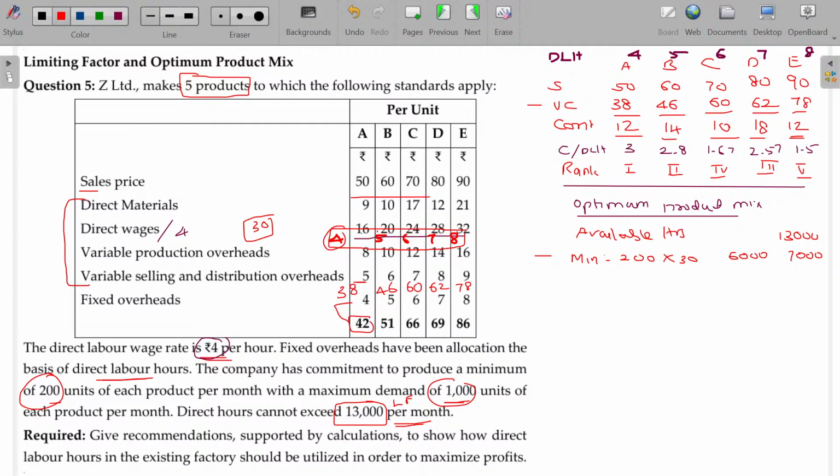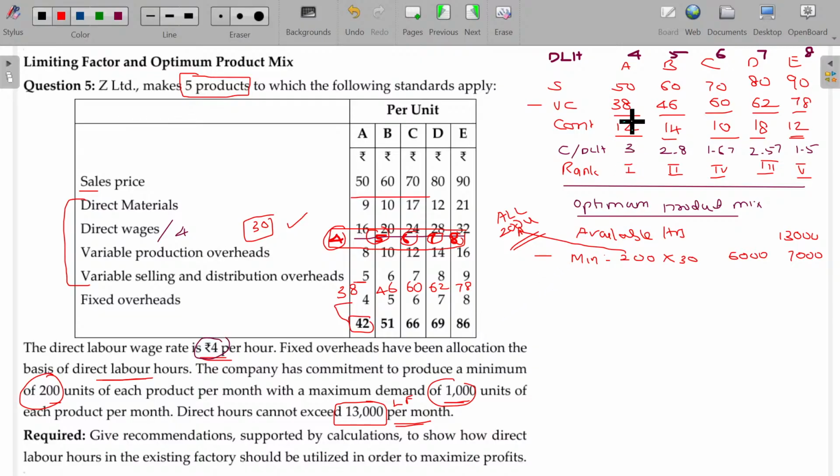The time required for A, B, C, D, E is 30 hours. If you have 30 hours, you can manufacture 1A 4 hours, 1B 5 hours, 1C 6 hours, 1D 7 hours, 1E 8 hours. Otherwise, 30 hours needed for manufacturing 1 unit in all. Now you need to manufacture 200 units in all products: A 200 units, B 200 units, C 200 units, D 200 units, and E 200 units. This is nothing but minimum. All products are manufactured 200 units. Is that okay?